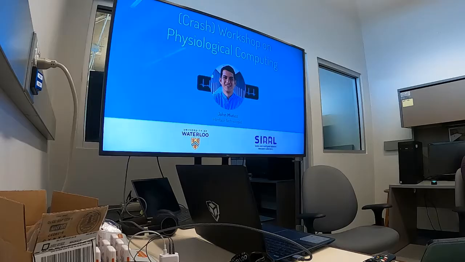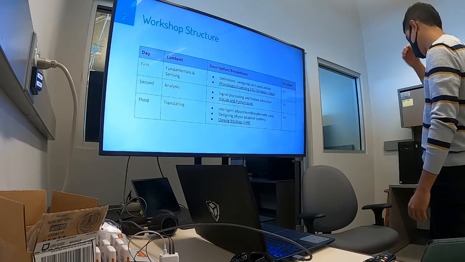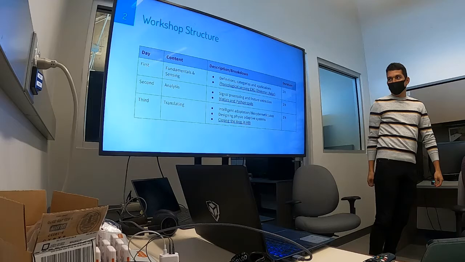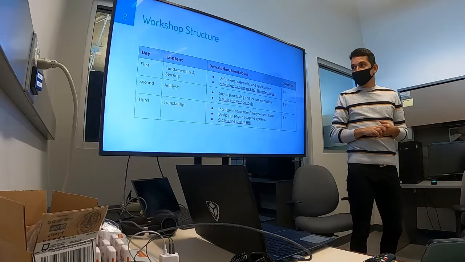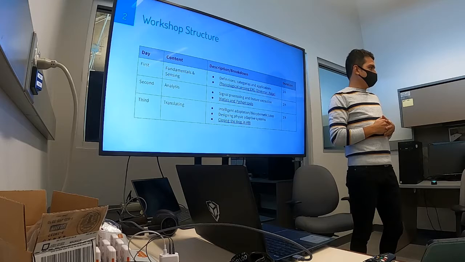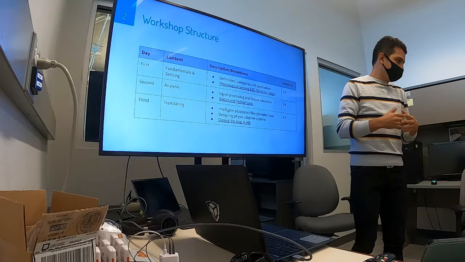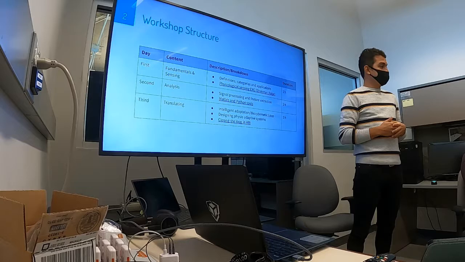That's how this is going to be. I put together this agenda, and I shared it with you before. I'm going to try to go over the three main aspects of what is called physiological computing. The first is how to sense, how to collect data. The second is how to analyze the data, how to take the raw data and bring out insights or features that you can use to describe specific human states.